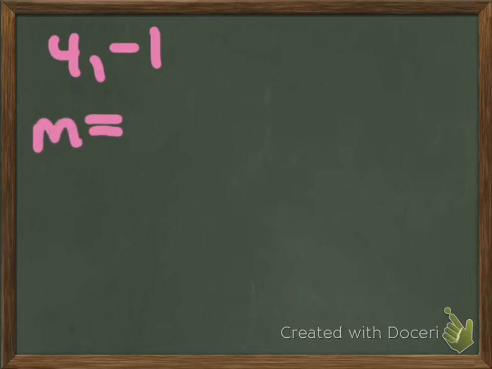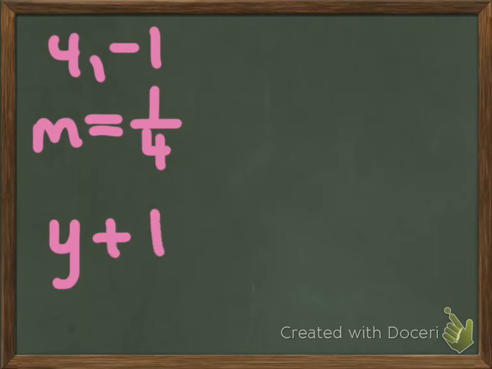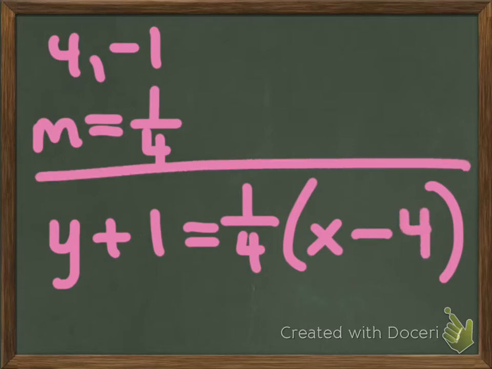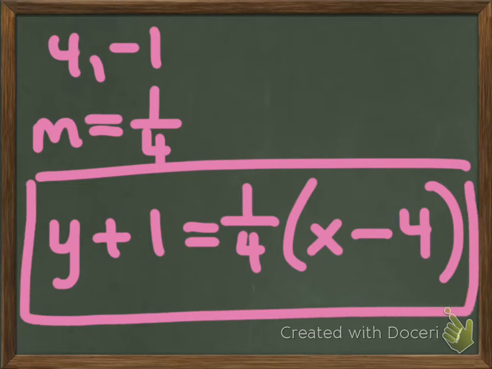The slope is 1/4. So I'm going to use point-slope form. So y minus the y-coordinate. Since the y-coordinate is negative, it's going to end up being y minus a negative, or y plus 1, equals the slope, and then in parentheses x minus the x-coordinate, which would be 4. So this would be my final answer.